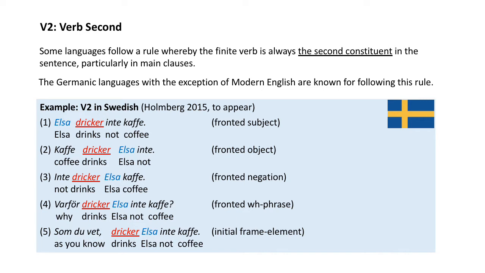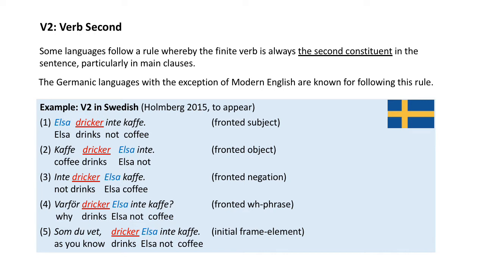Please note that the finite verb is signaled with red color and underlining, and the blue color signals the subject. Also, we use small flags to highlight which languages are being discussed in each slide, as we will be discussing 3 languages, Estonian, Swedish, and Finnish.